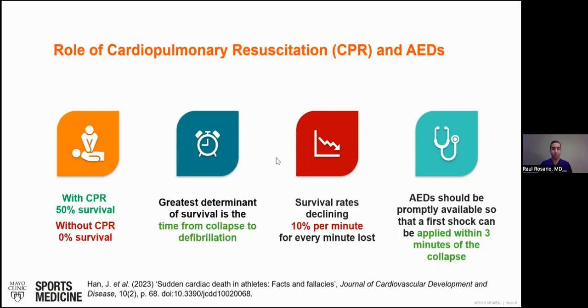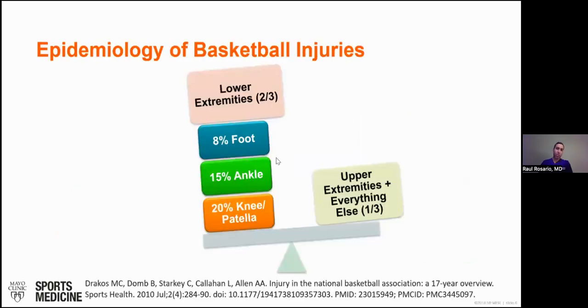So this is the most important thing that you're going to learn today. The other things are not emergencies and can be treated eventually, but this is the biggest scare and emergency, especially in basketball and football. So now let's go to more specific basketball injuries.